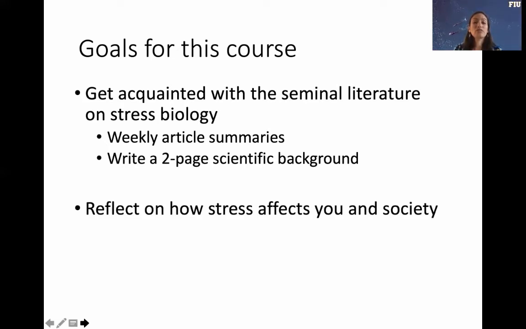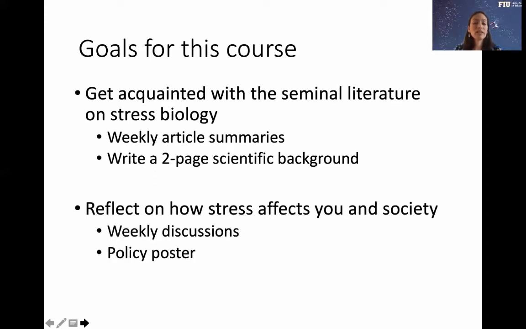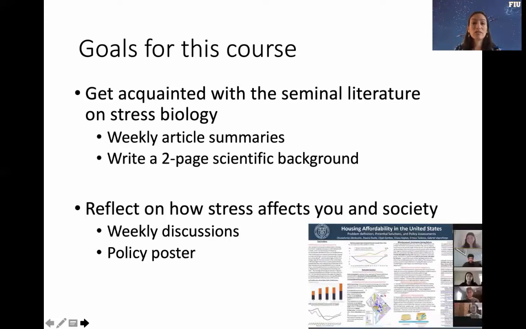And the other goal for this course is to reflect on how stress affects you and affects society. And so for that, you will be doing weekly discussions, and you will also be preparing a policy poster in which you will propose a policy that will help alleviate stress either in a population of humans or in a group of animals, and how your policy will reduce stress in that group. So you'll have a choice between humans or vertebrate animals. The physiology that we'll be talking about here applies to all mammals and most vertebrates, but it does not apply to invertebrates. They are a little bit different. And it also does not apply to plants. So please choose between either vertebrate animals or humans.